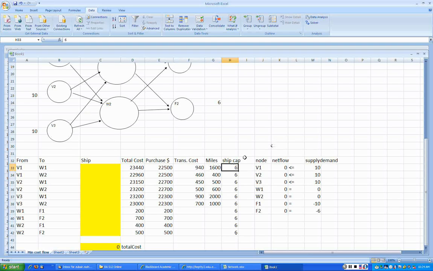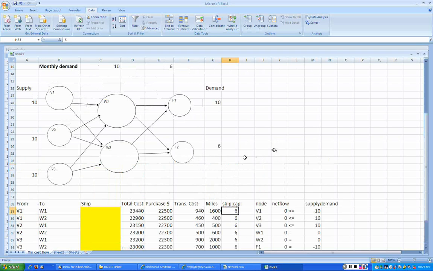Okay, now the next one is to get the flows. Whatever flows out is going out, let's go with a positive sign. Whatever comes in gets a negative sign.